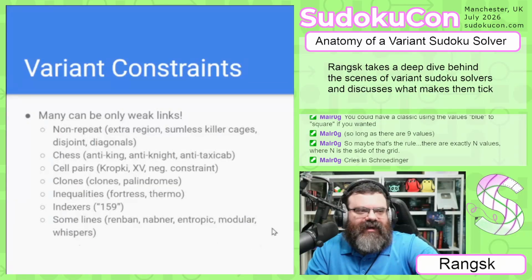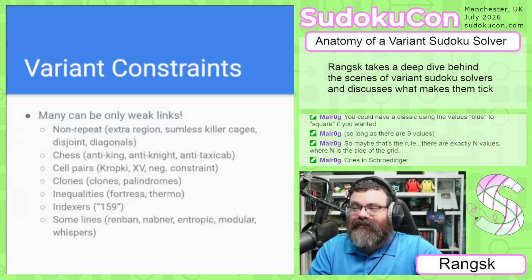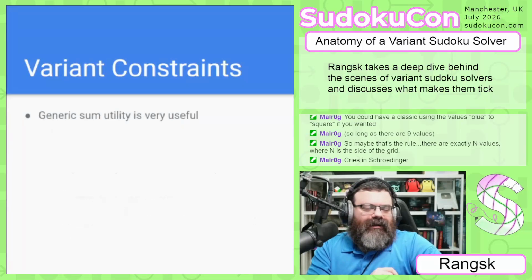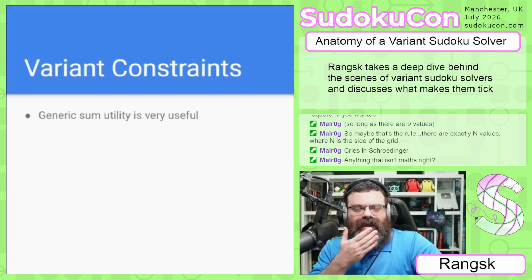And then these are the surprising ones. Renban can be done with weak links. Nabner, entropic, modular, and whispers lines can all be done with weak links, which I'm not going to go too far into the details, but it's fun to think about what can be done with only weak links. All right. Now, you'll notice some glaringly missing constraints from that, such as killer cages, little killer, things like that.